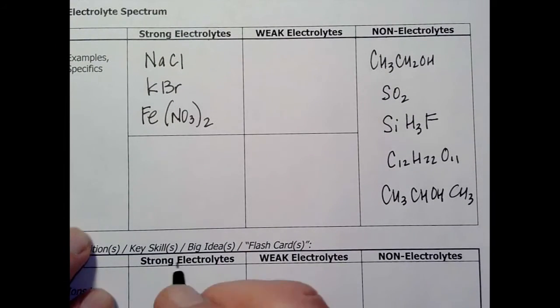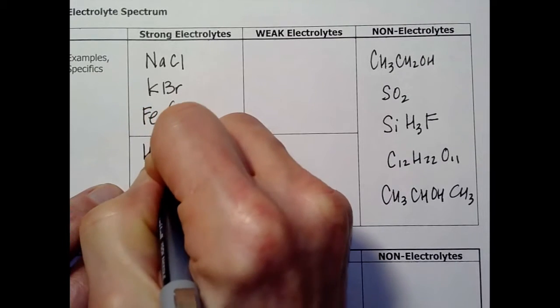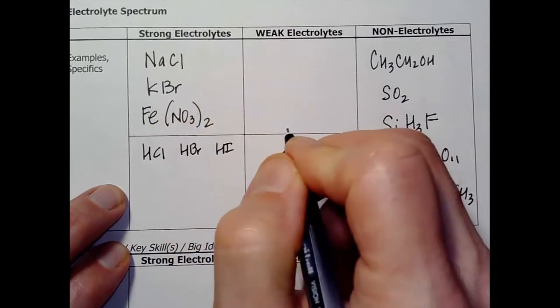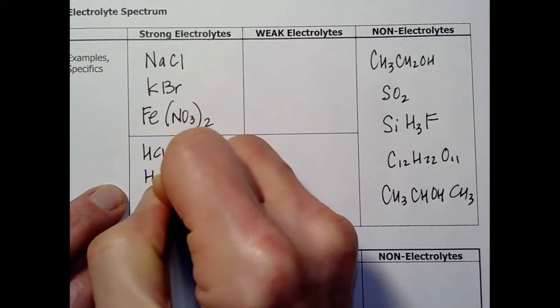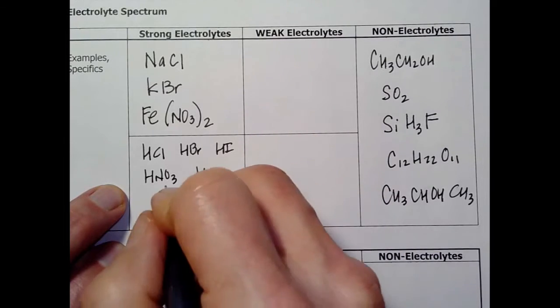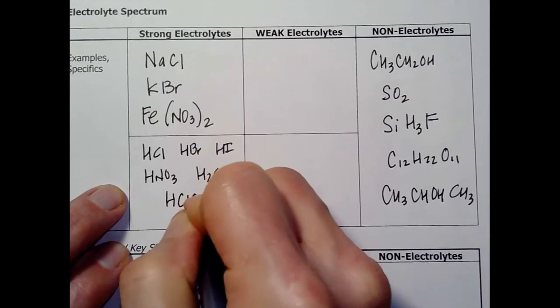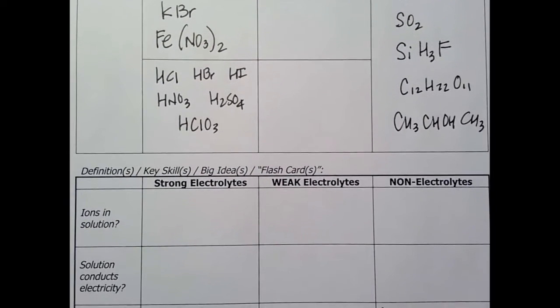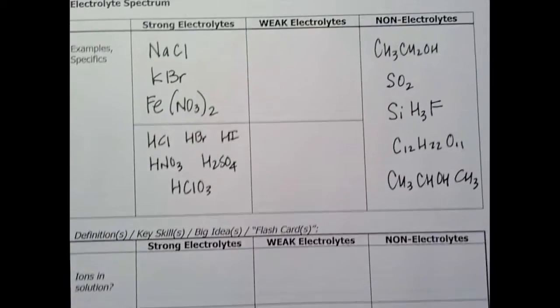I guess I should come back over here. Strong electrolytes include these: HCl, HBr, HI, HNO3, H2SO4, and HClO3. These do those things in water, form those solutions. They behave like electrolytes. These don't. Now, let's complete this table.